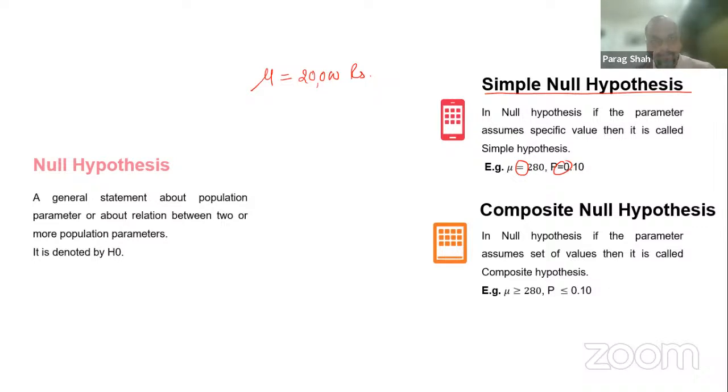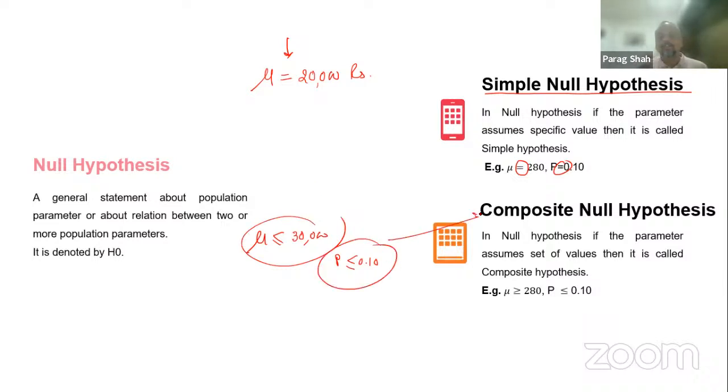If I make a statement that the average monthly income of Indians will be less than or equal to 30,000, I would say not more than 30,000. The proportion of diabetic patients in India would be less than or equal to 10%. So I'm giving a range of values. Here it was specific, only 20,000. Here I'm giving a range, 30,000 or less, 10% or less. Then it is called a composite null hypothesis. If you give an exact single value, it is called a simple null hypothesis.